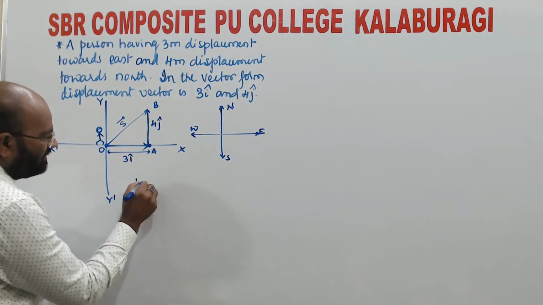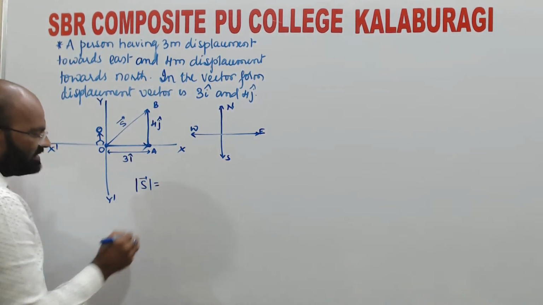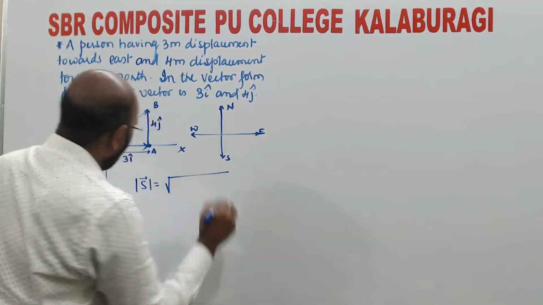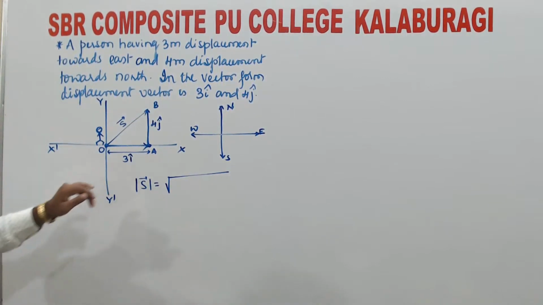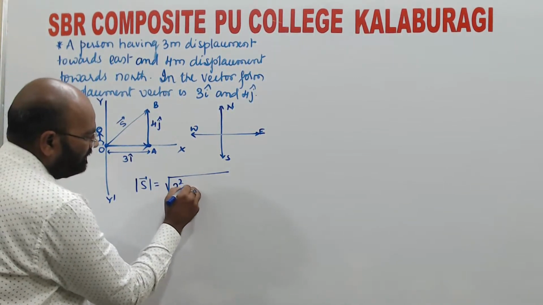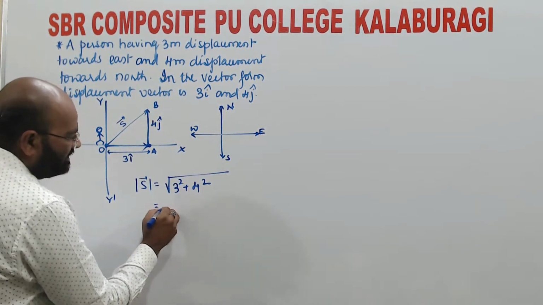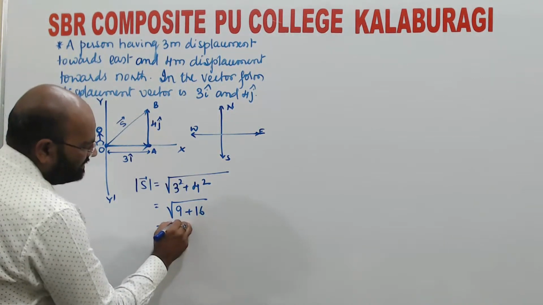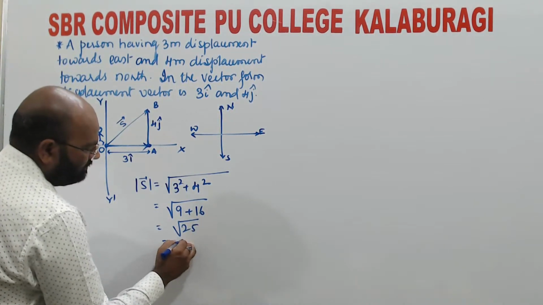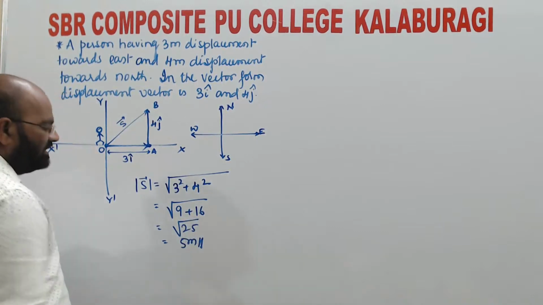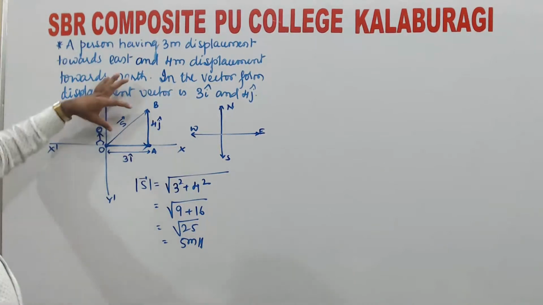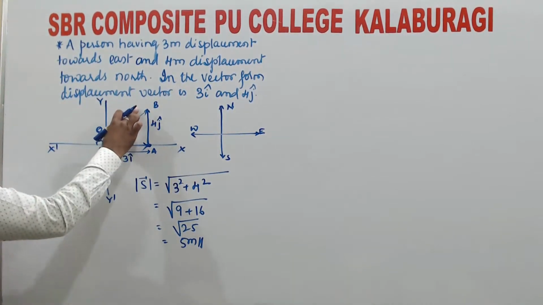Therefore the resultant displacement of a man can be given as, the magnitude of the resultant displacement, that is nothing but what? Under root of 3 square plus 4 square, so this is equals to under root of 3 3s are 9 plus 4 4s are 16, so this is 25, so this is equals to 5 meter is the resultant displacement we get, because the displacement according to the given figure is the total resultant.